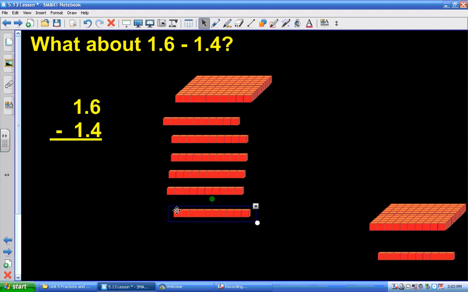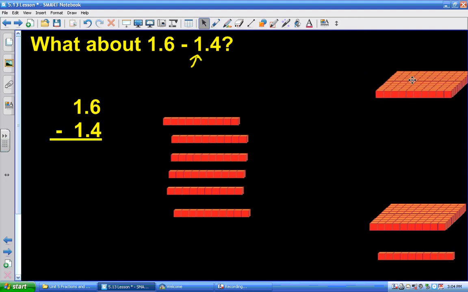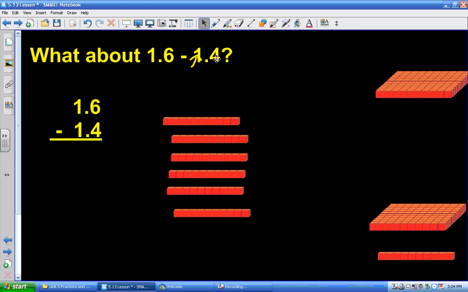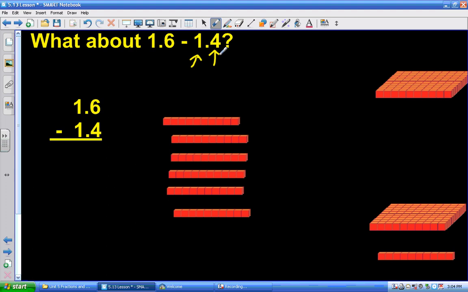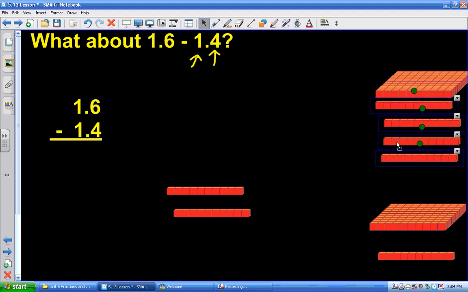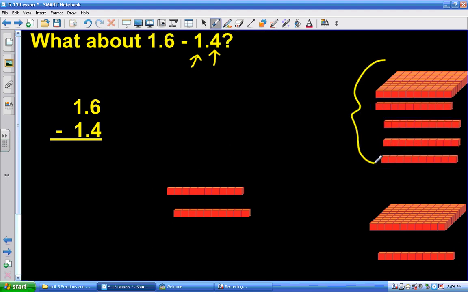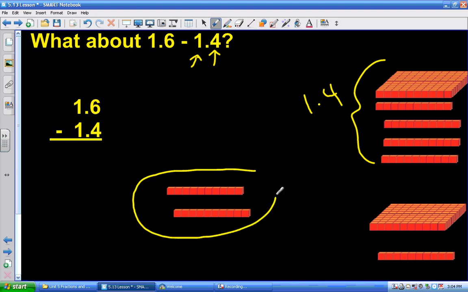Okay, so I'm going to take away 1, so that'll get rid of this one here, right? If I take away the 1, that takes care of that part. I still have to take away the other parts. What else do I take away? 4. 4 rods, because this is 4 rods. So I have to take these 4 right here. 1, 2, 3, 4, and they have to go away. Because here, if you think about it, this here is 1.4, isn't it? So what does that leave me with as an answer? 0.2.